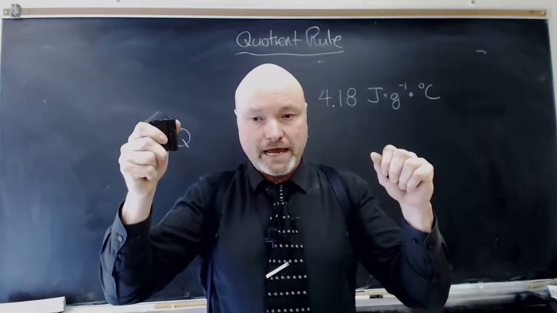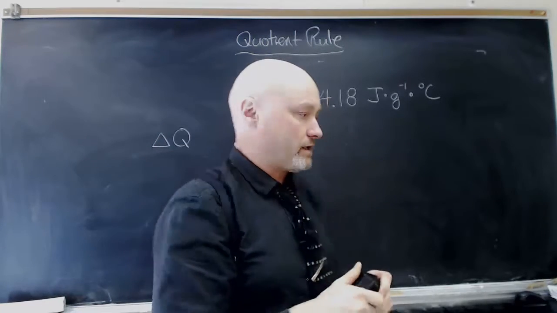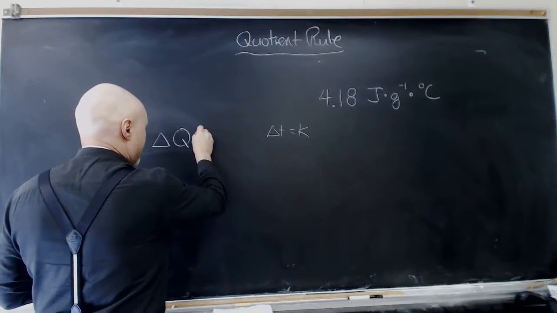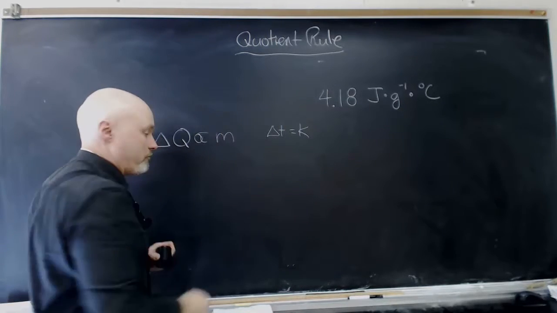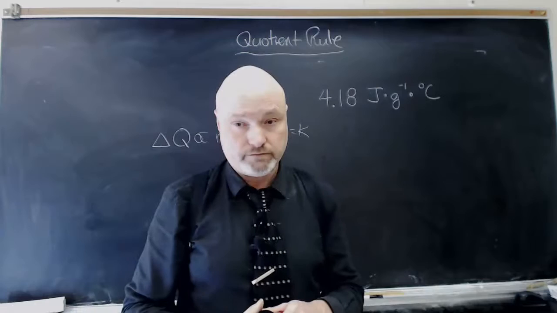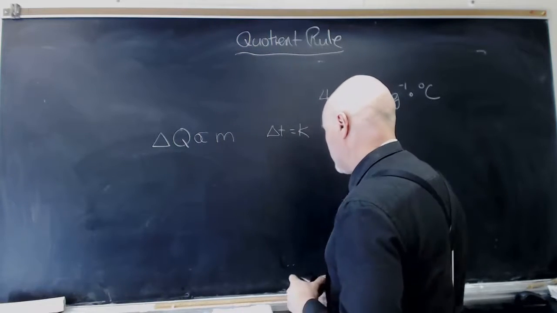5 times as much mass means it's going to require 5 times as much heat. And so we say that the change in the quantity of heat is proportional to the amount of mass that's involved.